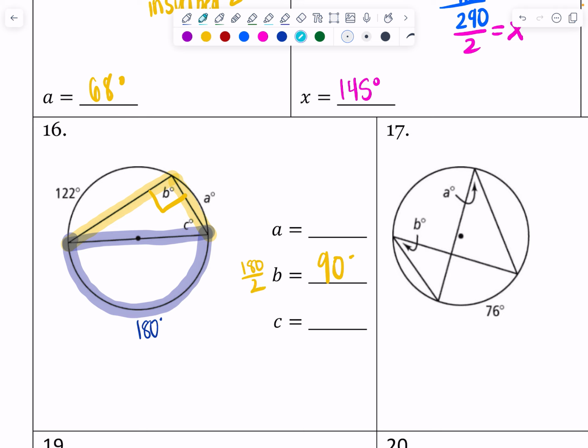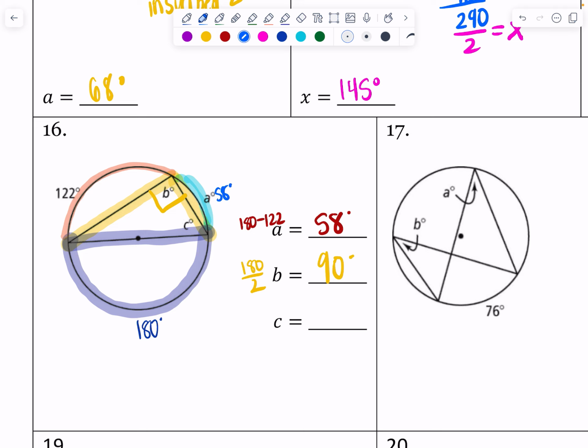How do you find A? Well, the first thing I notice is that for A, I've got a 122 sitting next to it, and those also make a semicircle. And so what I'm going to do to find A, let's see if I can find another color here. We'll just go red. To find A, I'm going to do 180, half of a circle, minus 122. And when I do that, 180 minus 122 is going to give me 58 degrees left for arc A. So this is 58 degrees.